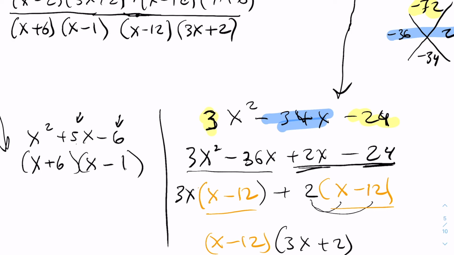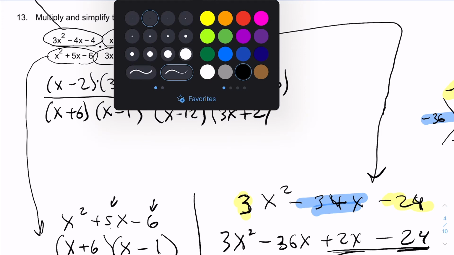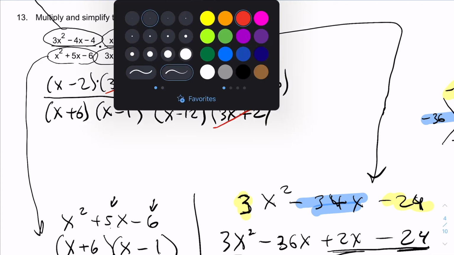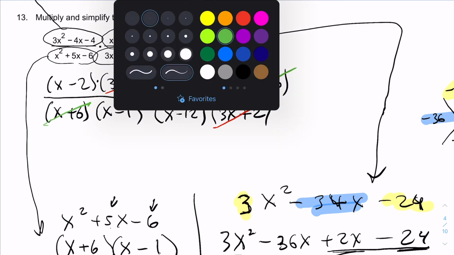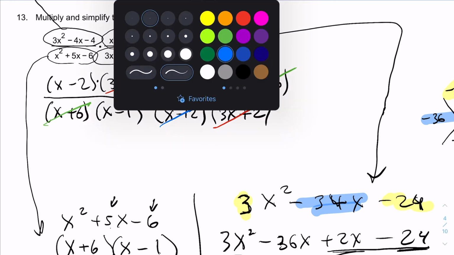And this was the nightmare problem, right? Now, hopefully some things will reduce. Let's see, I'm going to use red. I see that I've got a common 3x plus 2 and a 3x plus 2. Awesome. Anything else? How about an x plus 6 and an x plus 6? And how about an x minus 12 and an x minus 12? And I think that is it.